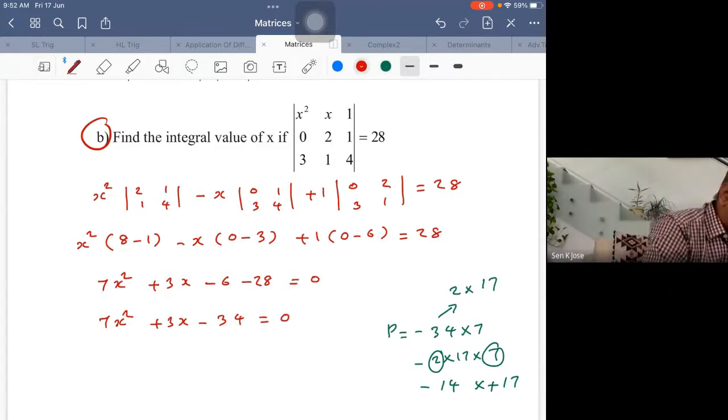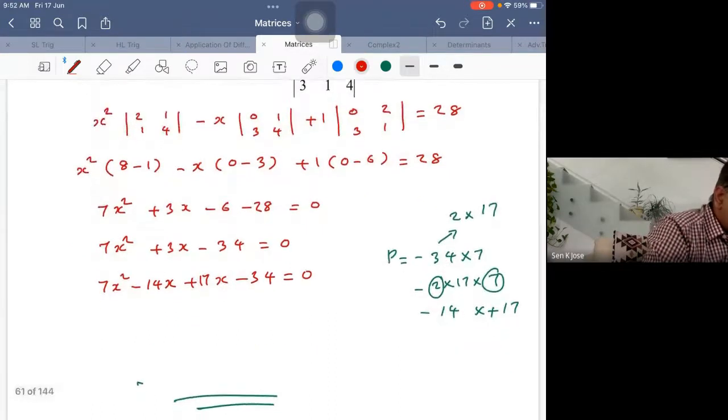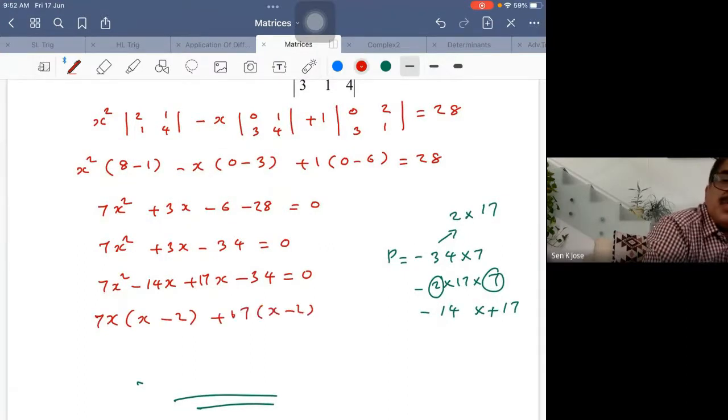So I split the middle term. 7x squared minus 14x plus 17x minus 34 is equal to 0. 7x common factor into x minus 2 plus 17 into x minus 2 is equal to 0. I know most of you must have finished now. So x minus 2 common factor into 7x plus 17 is equal to 0. So you get x is equal to 2, which is your answer.